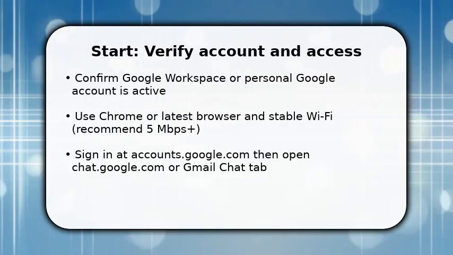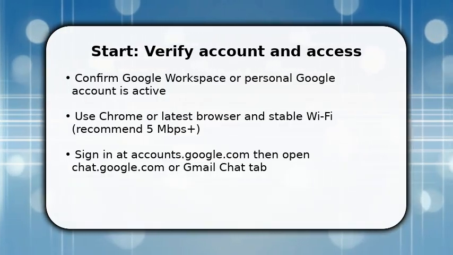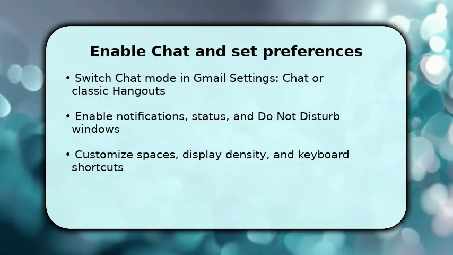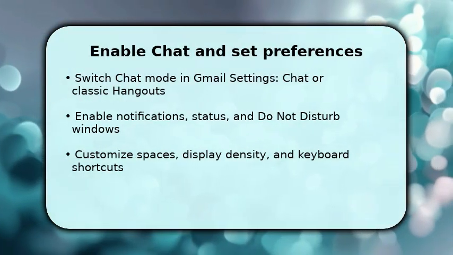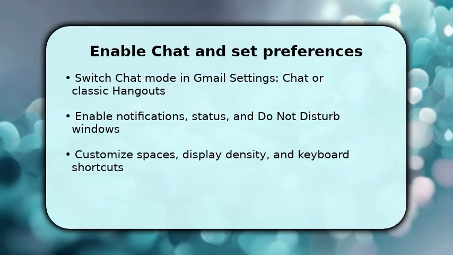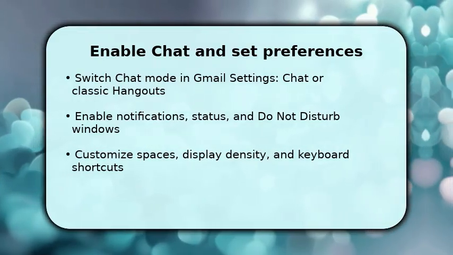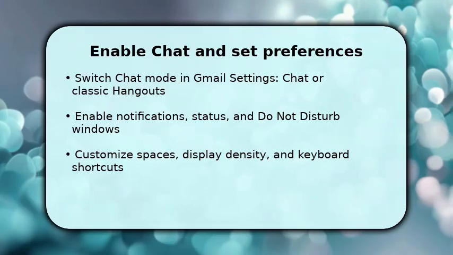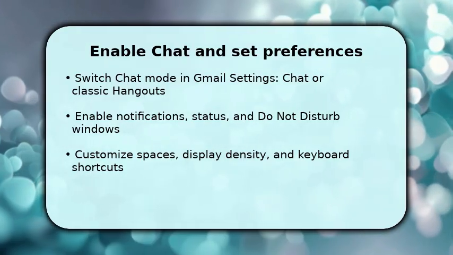Next, you enable chat within Gmail or the standalone app and configure preferences so it works the way you need. In Gmail, go to Settings, Chat and Meet and select Chat. Once enabled, set notifications, presence status, and Do Not Disturb rules so alerts match your workflow.